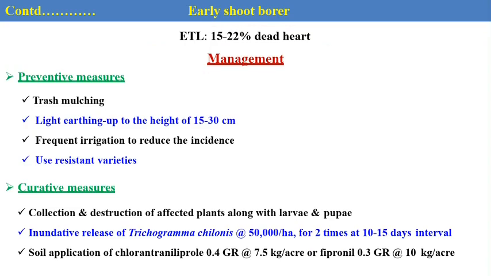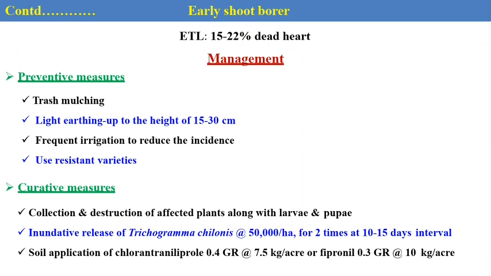Then how can we manage this pest in the sugarcane crop? Before going towards the management practices, we should know the economic threshold level of the particular pest. For the early shoot borer, when 15 to 20% dead hearts are observed in the infested field, then we can go for the management practices. In preventive and curative measures, trash mulching is important.